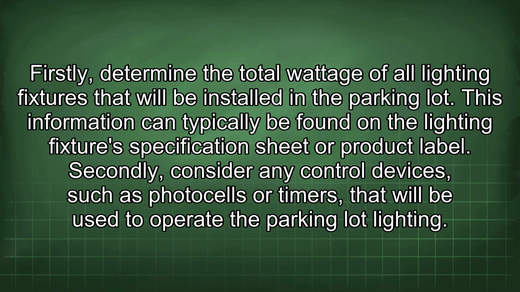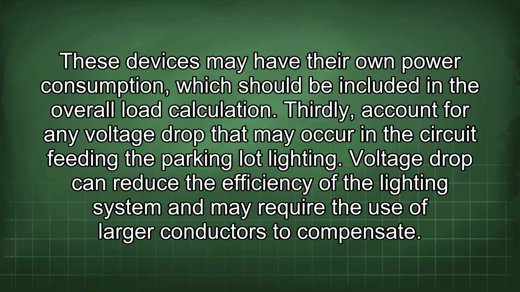Firstly, determine the total wattage of all lighting fixtures that will be installed in a parking lot. This information can typically be found on the lighting fixture specification sheet or product label. Secondly, consider any controlled devices, such as photocells or timers, that will be used to operate the parking lot lighting. These devices may have their own power consumption, which should be included in the overall load calculation.